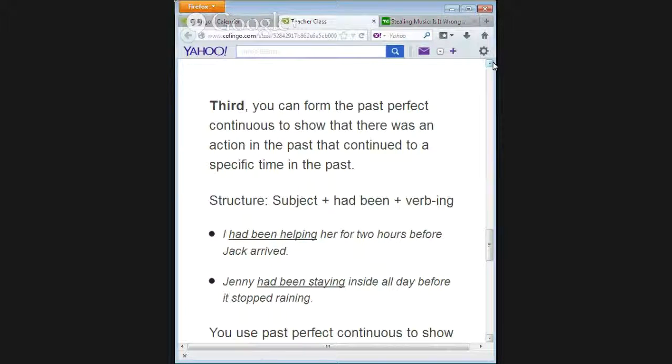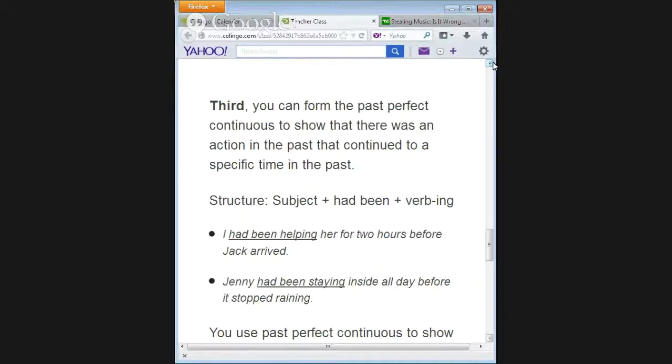So this is the past perfect continuous, so it's showing that there was an action in the past that continued to a specific time in the past. So I had been helping her for 2 hours before Jack arrived. So had been helping, that action continued up until the point when Jack arrived. So it continued in the past up until a specific point.